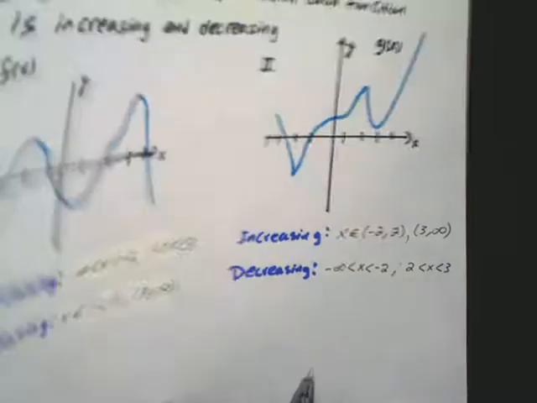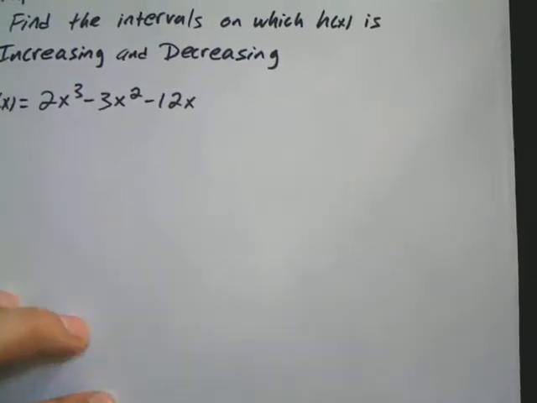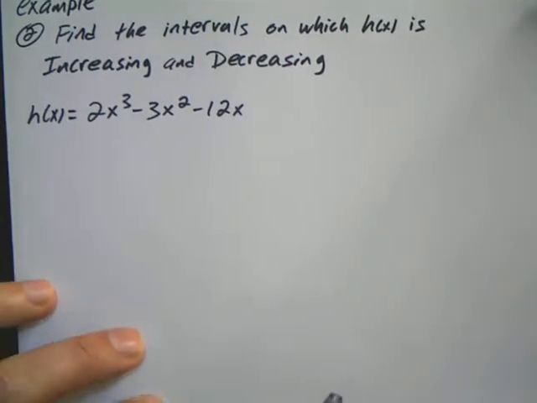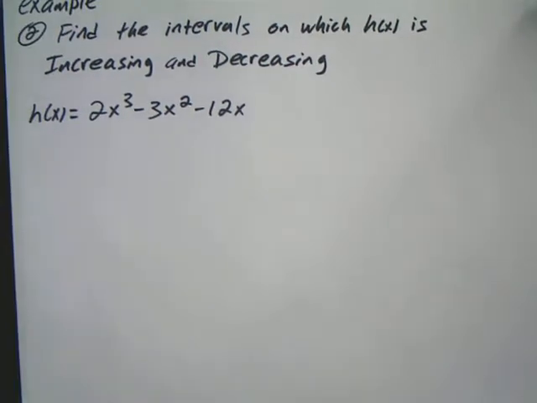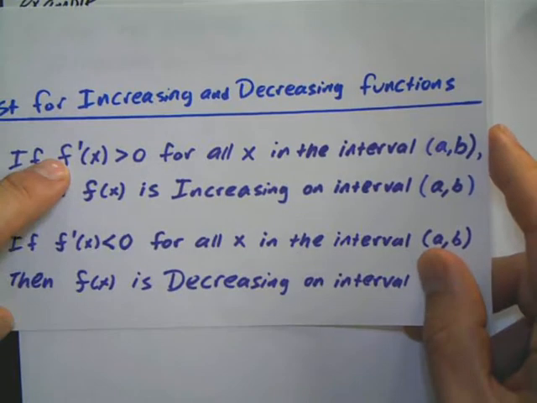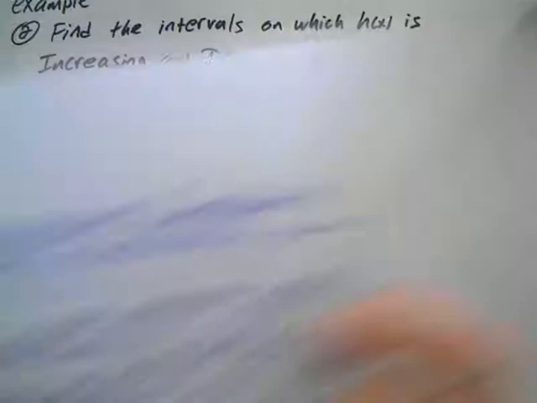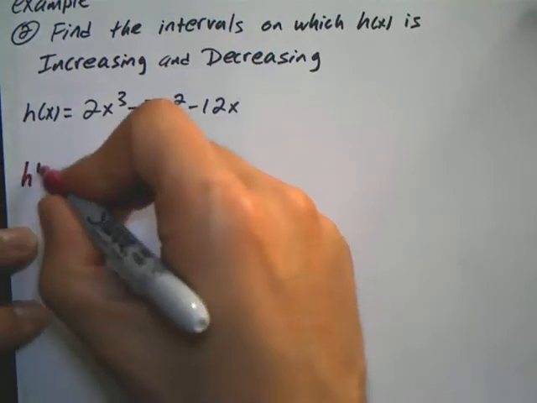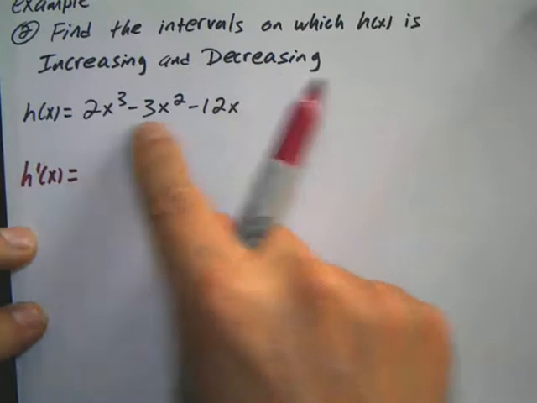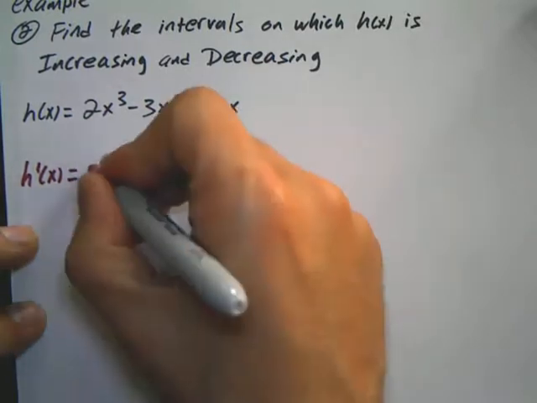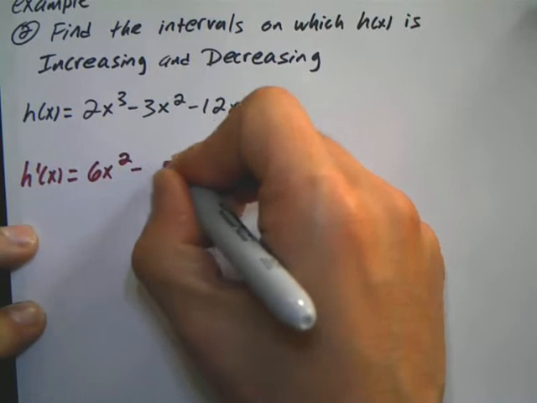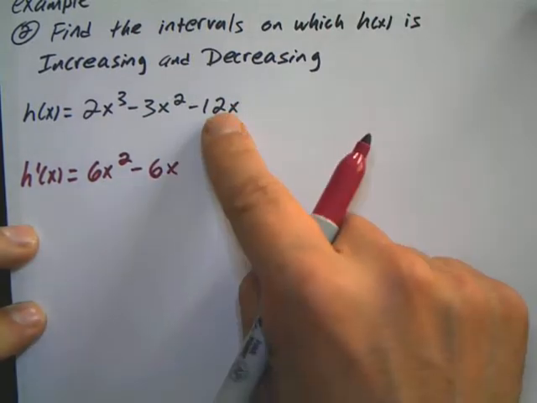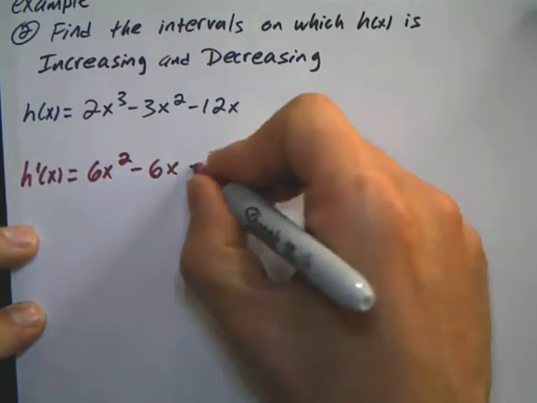Now let's look at an actual example without the use of a graph. So find intervals at which h of x is increasing or decreasing. Well, based on the definition, I need to discuss where the derivative is either positive or negative. So the first thing I have to do is find my derivative. So I'm going to find h prime. This is all going to be straight power rule for each one of these terms. First one's going to be 6x squared minus 6x to the first power, and the derivative of negative 12x is just negative 12.